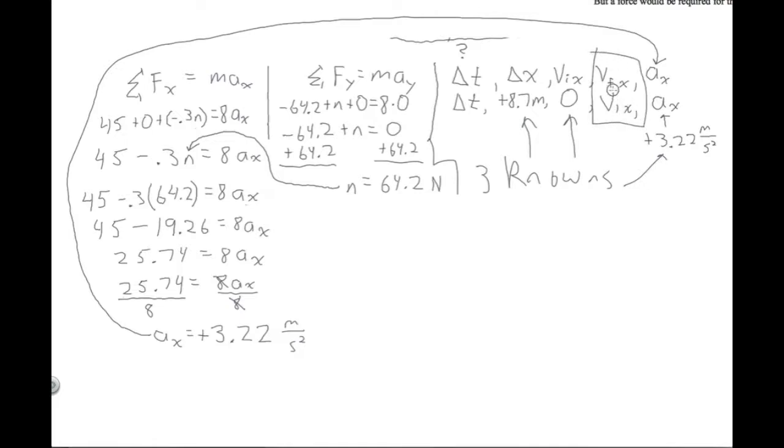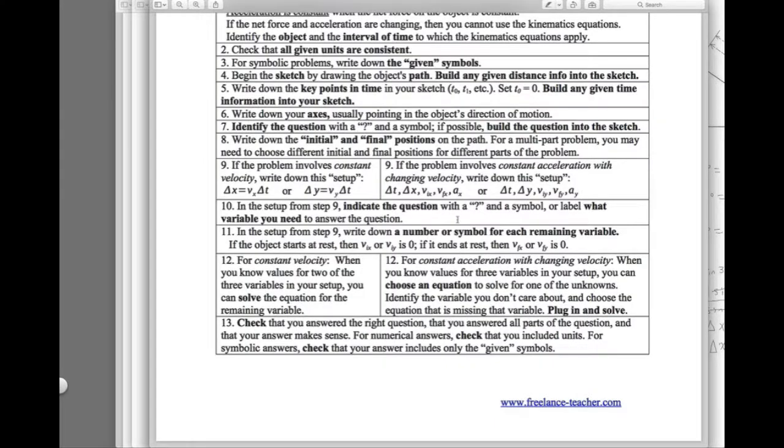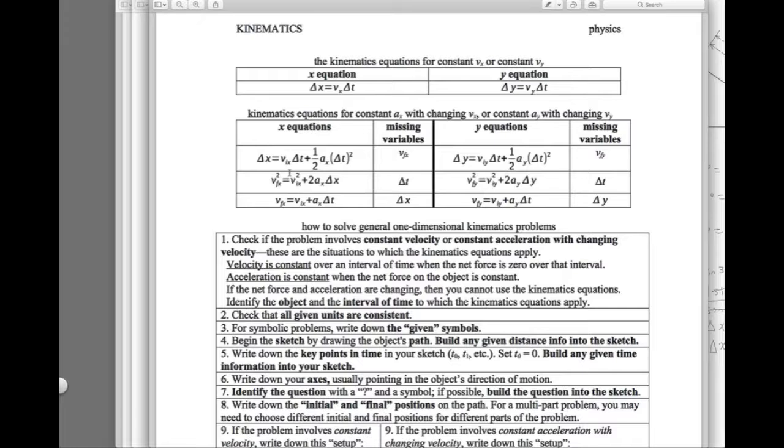We don't care about v final x on this problem because we don't know a number for it and we're not being asked about it. So let's pick the kinematics equation that's missing v final x. Here it is. Remember that we want to choose from this box of equations because this is the box that contains the kinematics equations that apply to constant acceleration with changing velocity. And we're choosing from the x component equations on this problem because the object is moving in the x component.